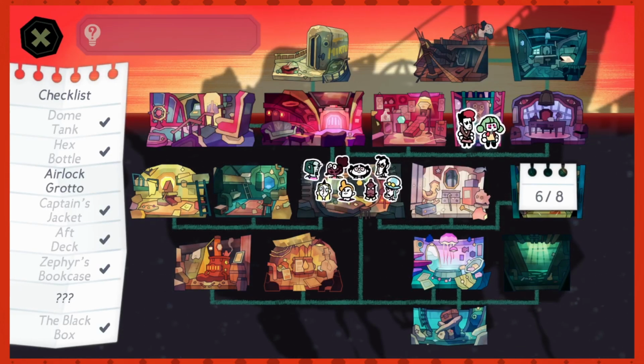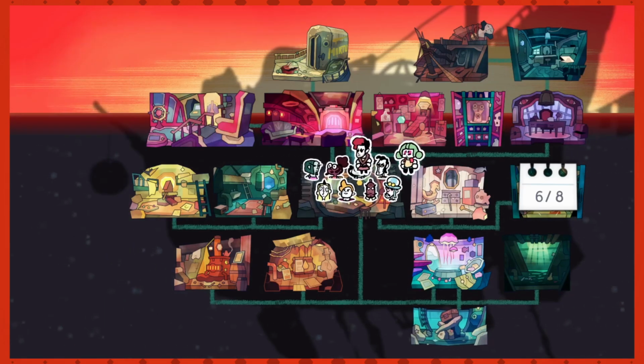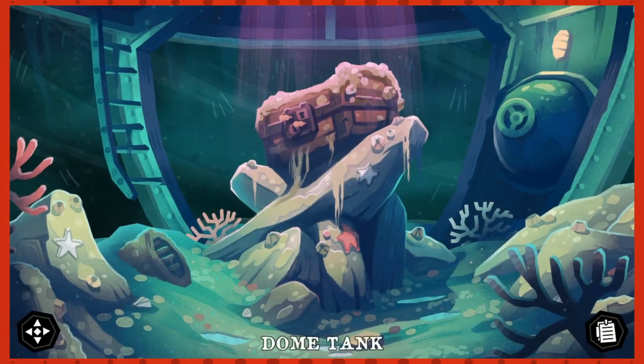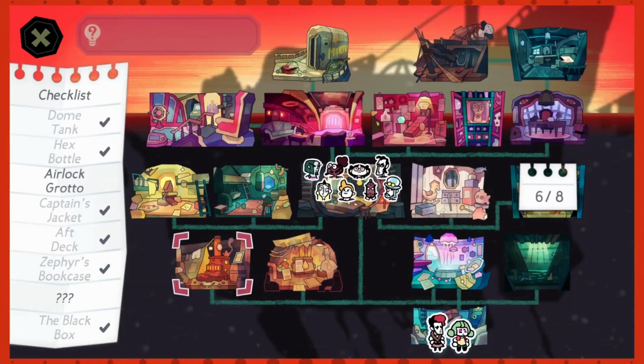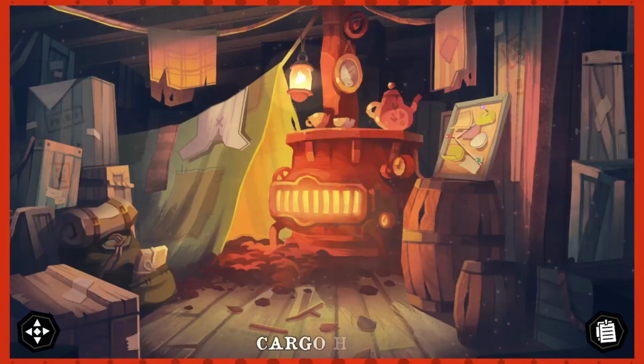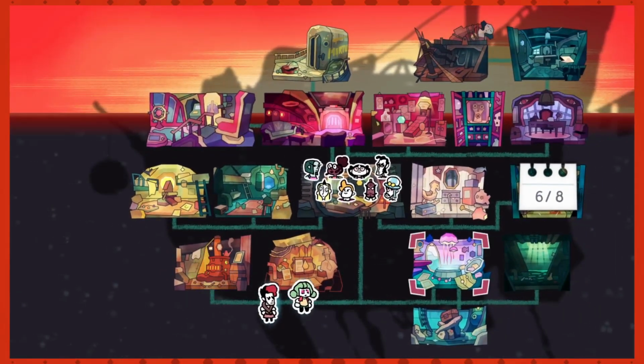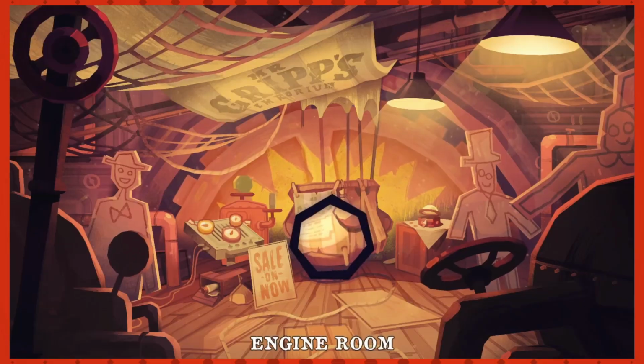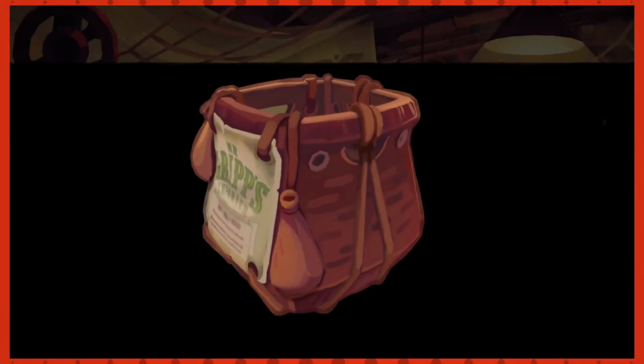The airlock grotto. What's the airlock grotto? Does it mean down here? No, that's the dome tank. Airlock grotto. What do you mean airlock grotto? And there's still... Oh, we still haven't checked, still haven't checked for stuff in here. Mr. Grip's balloon basket. We already did this. Never mind.